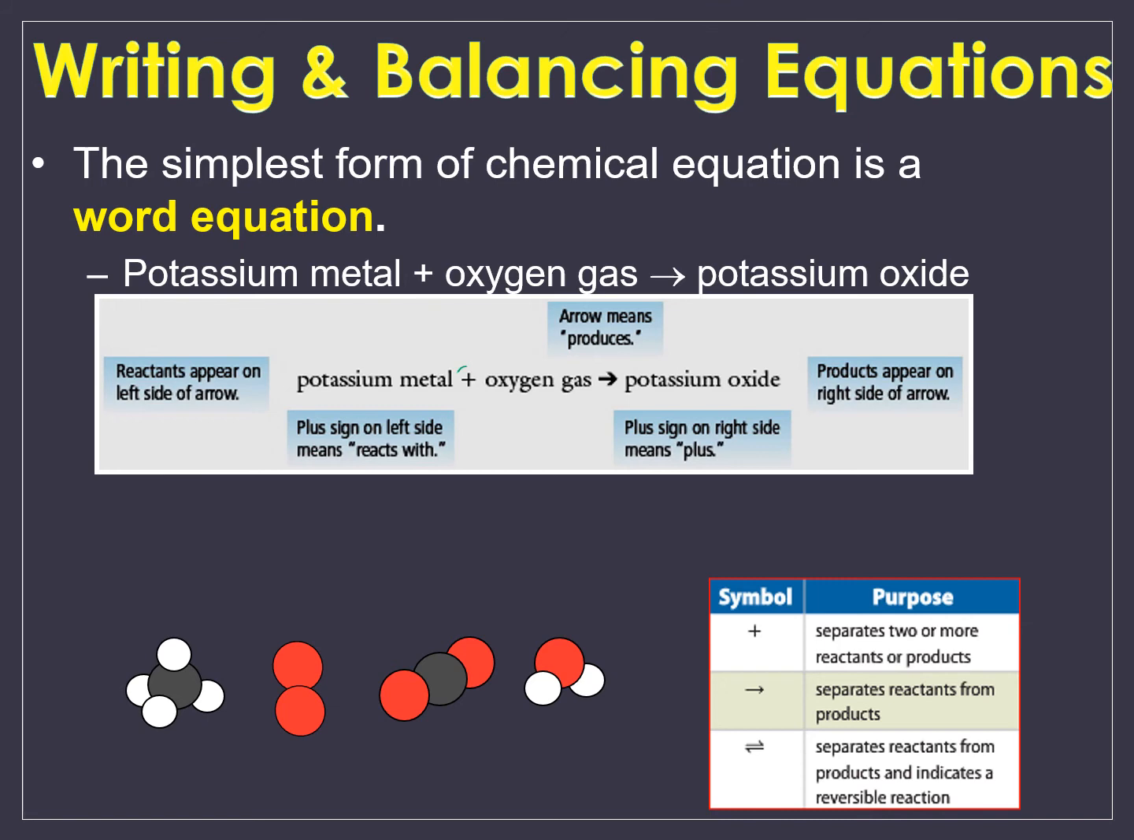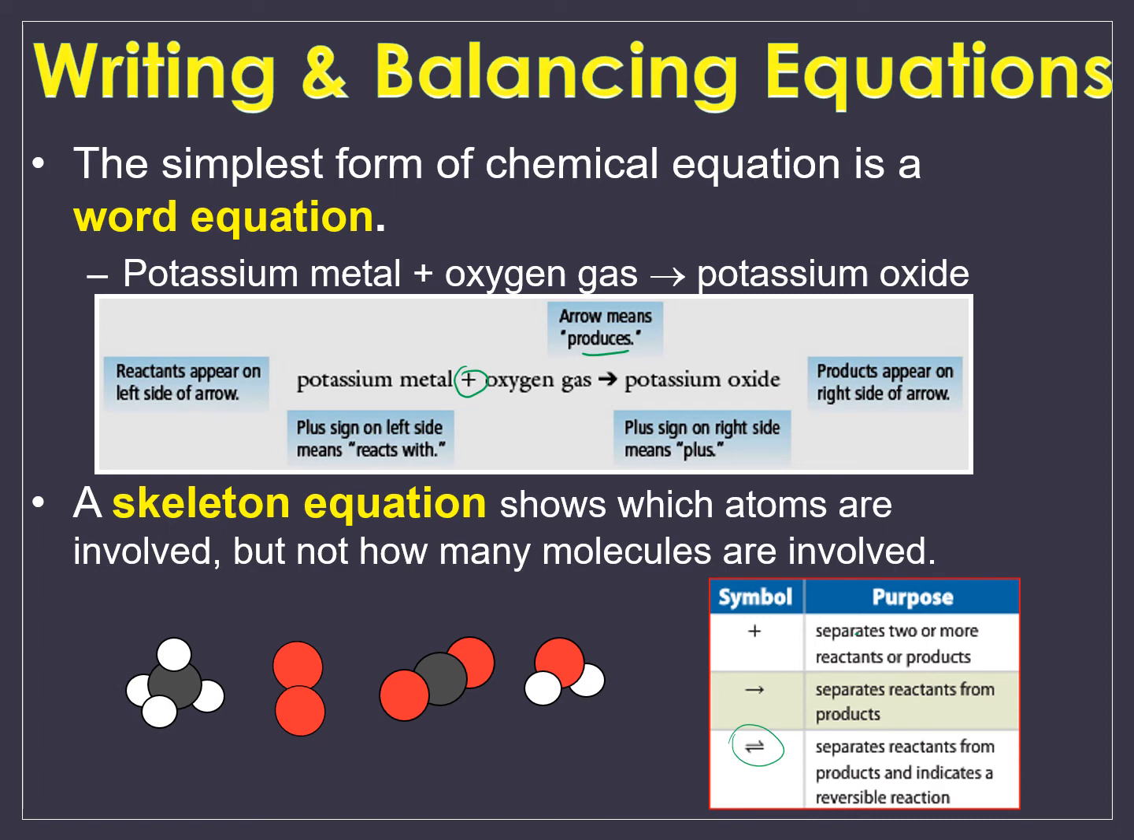This plus sign here means reacts with or and the arrow in between means produces or yields. So if you want to add your symbols and their meanings, a plus means reacts with or and. It separates 2 or more reactants or products. And an arrow means yields or produces, and it separates the reactants from the products. This double-headed arrow we won't really see in Chem 1, but it does mean that there is a reversible reaction, that it goes in both directions.